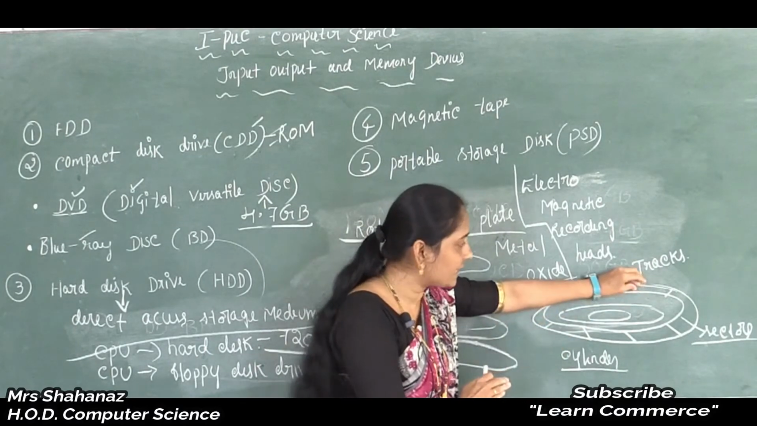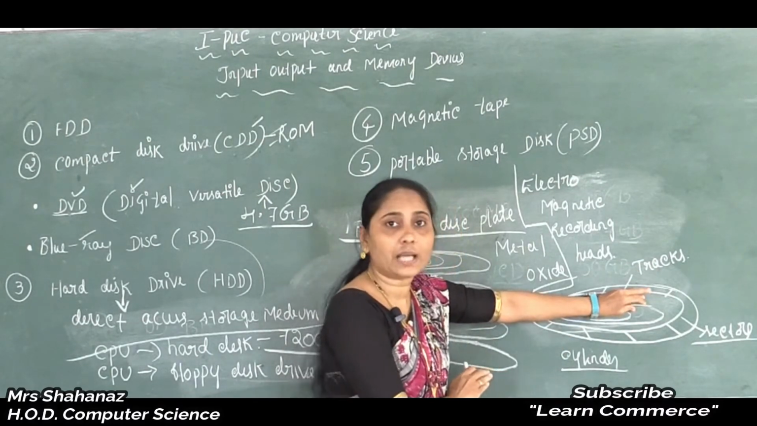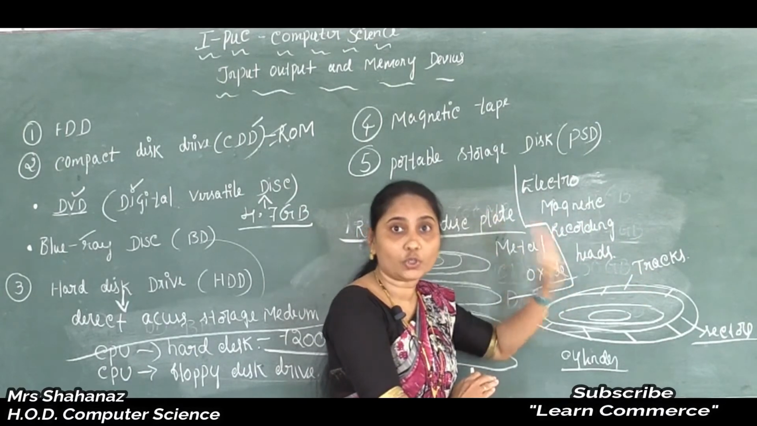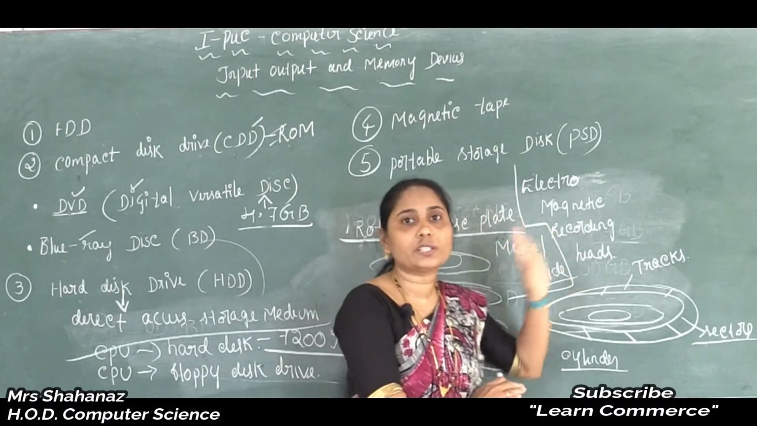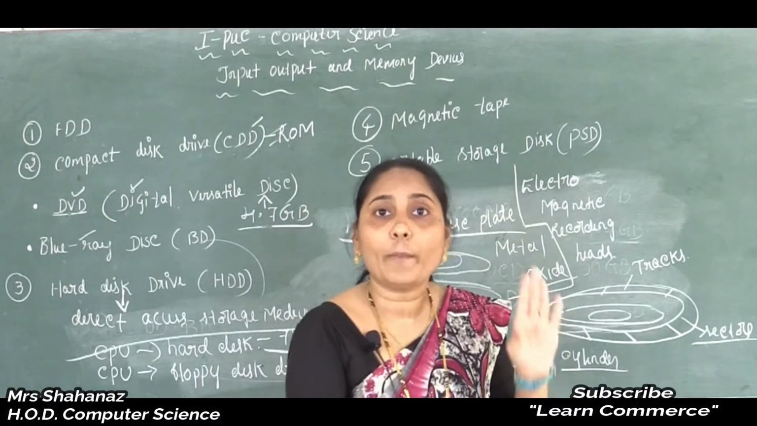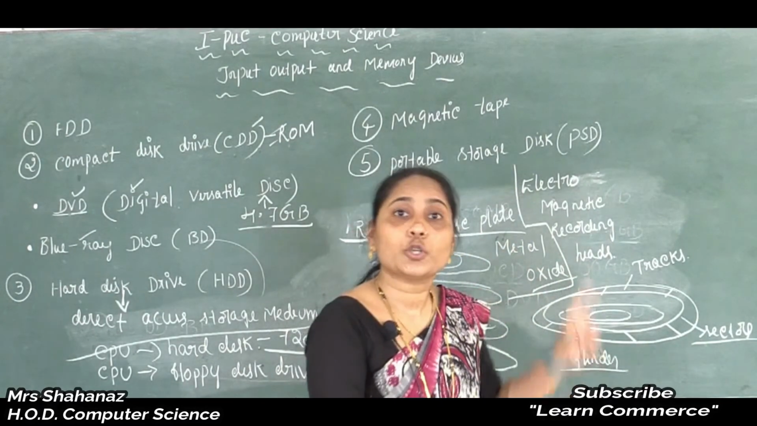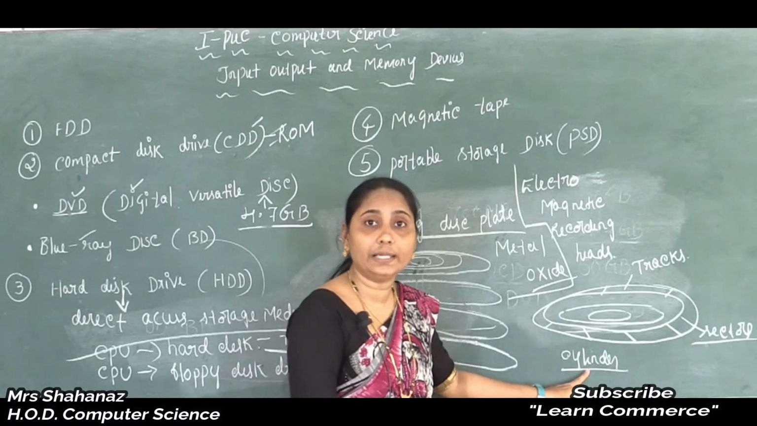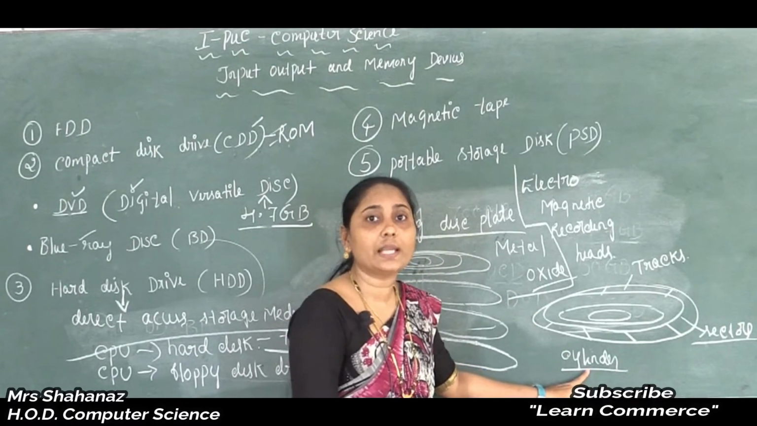Whatever the size is for the first track, the second track is also the same size. So the same amount of information we can store using such a track. This is called the set of matched tracks, and such a set of matched tracks is called the cylinder. Clear this point, this is called the cylinder here.